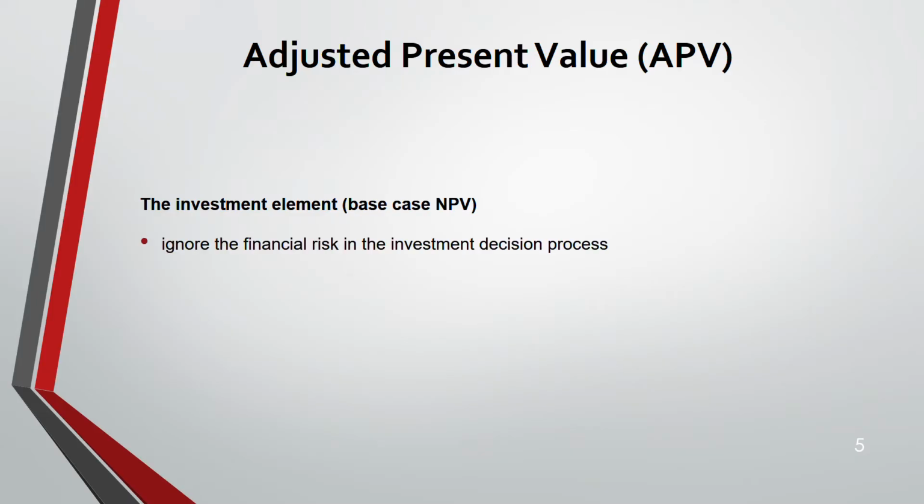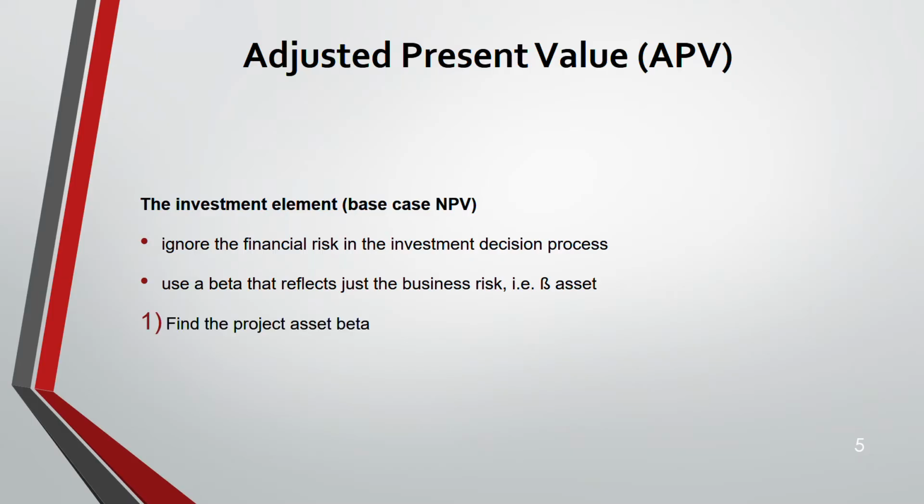What does it compromise and what is it? It ignores the financial risk, right? It only ignores business risk. Second, what does it mean if it's only business risk? That means it will have asset beta only, no equity beta.